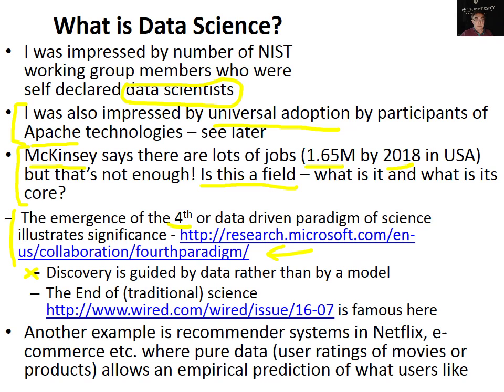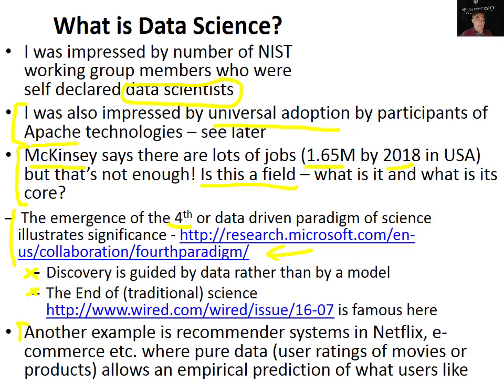And another famous link in this regard is the Wired article, which says that science had reached its end. What it meant is traditional science was changing. It actually isn't even ending. It's being added to by this fourth paradigm.